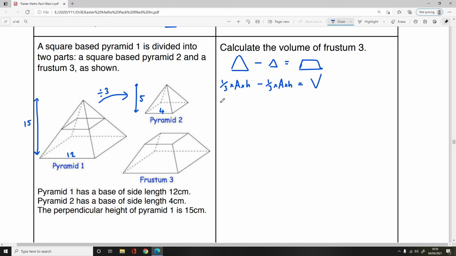So the base area for pyramid 1 is 12 squared, is 144. And the height is 15, because we're told that. The base area for the little one is 4 squared, is 16. And the height is 5, because we're told that. And that's all we need to do. Which gives you 693.3 recurring centimeters cubed. Happy days.